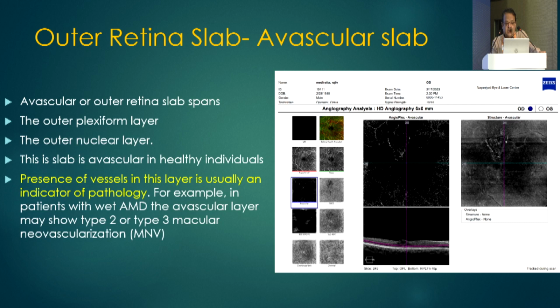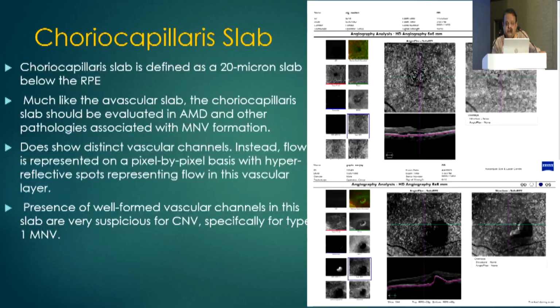The avascular slab extends from the outer plexiform layer to the outer nuclear layer, and this slab is avascular in healthy individuals. Any vasculature in this slab signifies pathology, and these pathologies can be CNVMs or neovascular abnormality.